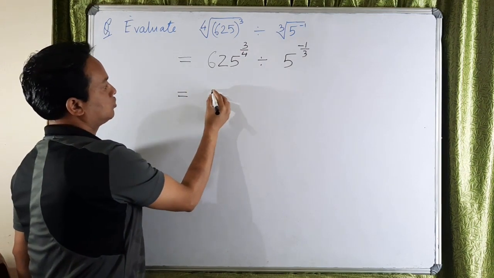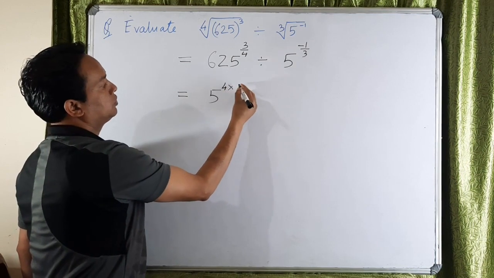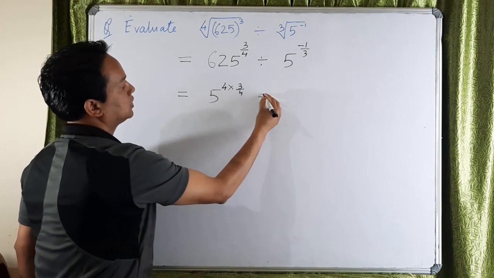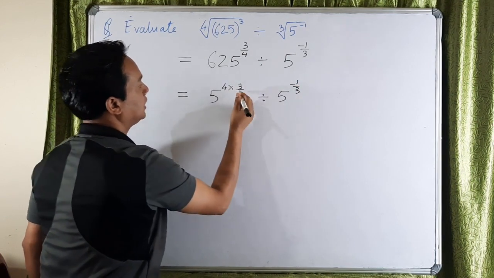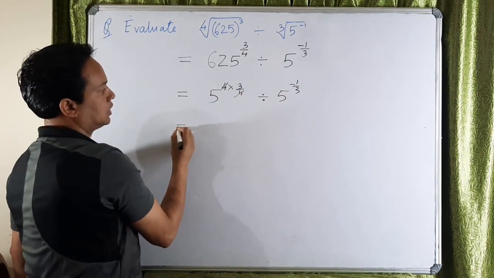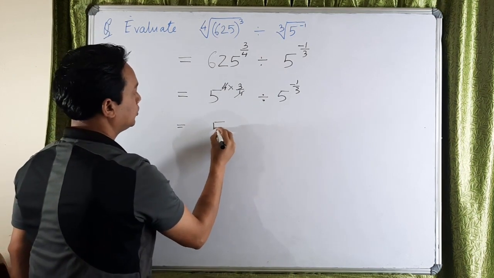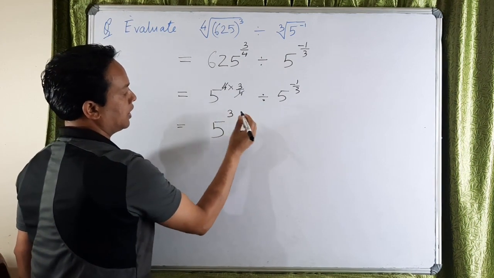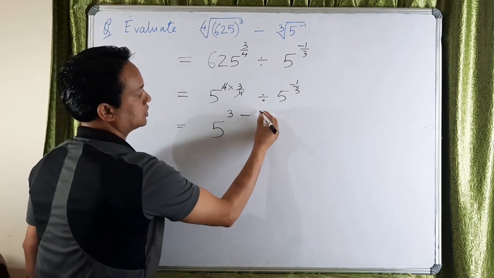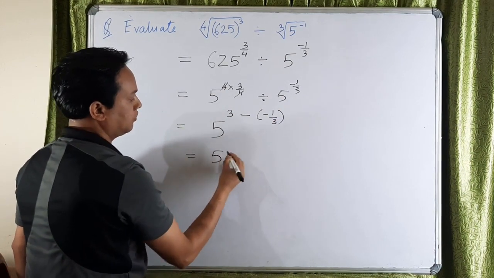Now if you factorize 625, we will get 5 to the power 4 into 3 by 4 divided by 5 to the power minus 1 by 3. So this will cancel. Now what we can see, the base is same and division in the middle. So we will put the base once and we will subtract the power. Here we have 3 minus, the second power is minus 1 by 3. So it will become 5.